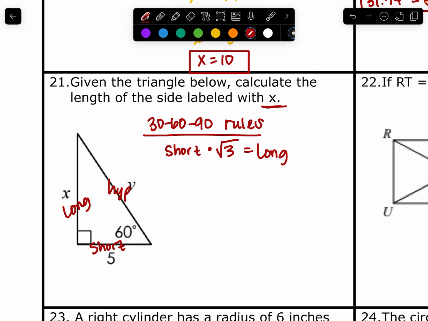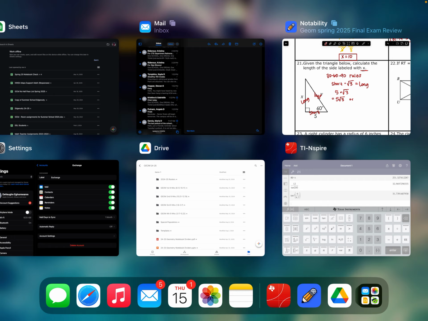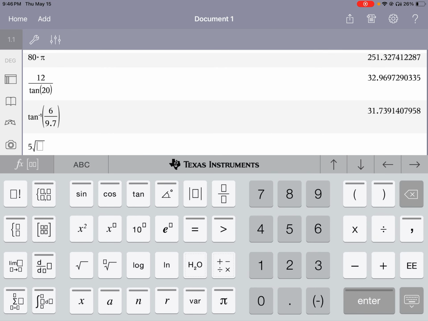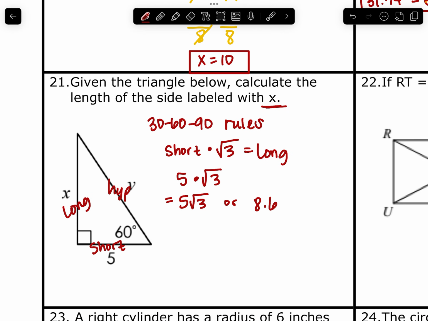I'm going to get rid of this because I don't want y'all to think that's a fraction. All right, so the 5 is the short leg, multiply that by the square root of 3. You can leave it like that, honestly, or you can put it in decimal form by multiplying it out. So 5 times the square root of 3 is 8.66. So either way will work.